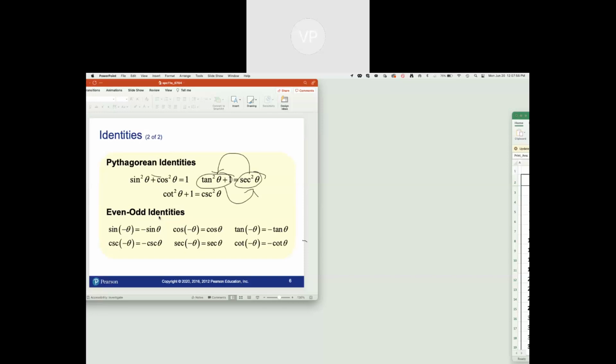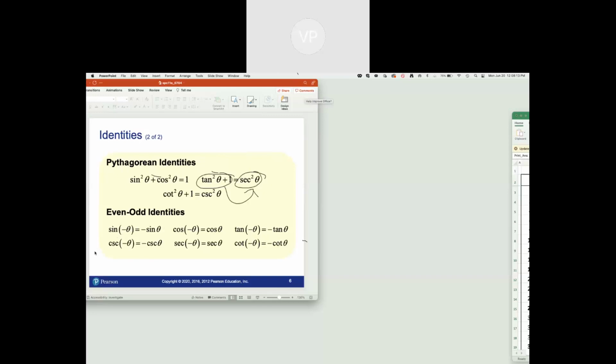Okay? The even odd identities, on the other hand, generally you don't have that case where you're going to go from the right to the left side. You almost never want to make a negative angle inside. It's usually the other way around. So that's one of my exceptions that I would tell you.